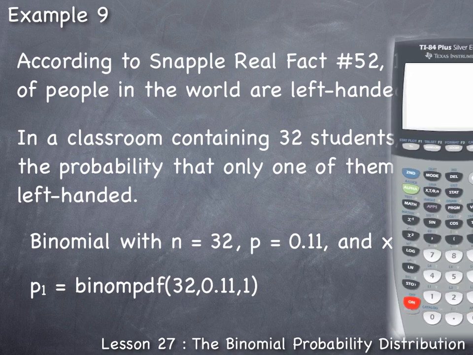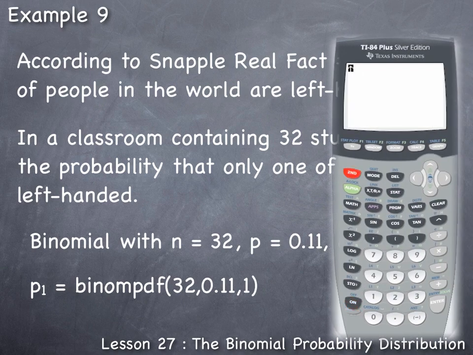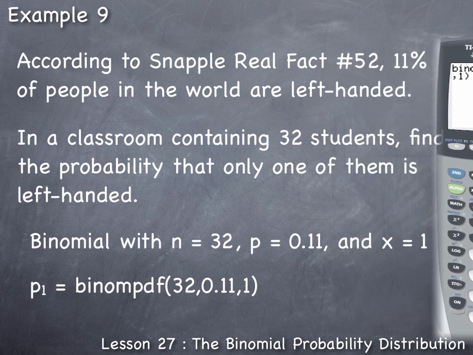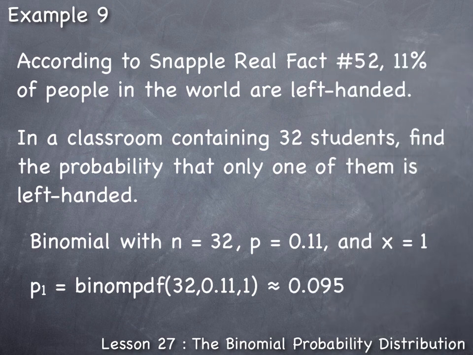So the binomPDF command on the TI-84 calculator is found in the distribution menu. We press second, DISTR, and then we arrow down till we find the binomPDF command, press enter to select, and then we enter in the values, 32, comma, 0.11, comma, 1. Close parenthesis, enter. Here we find the probability rounds to 0.095. Thus, the probability is 0.095.